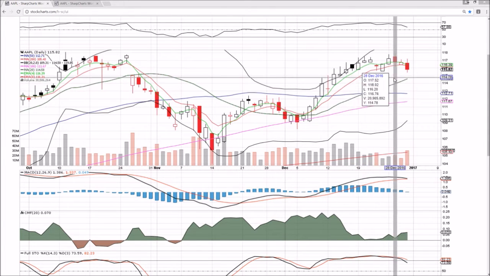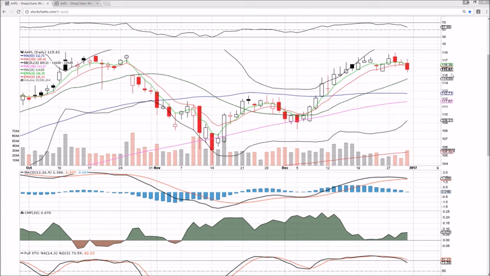SPY, the S&P 500, lost the middle Bollinger Band support on Friday, so we do still have that level, and it is going to be a key level early this coming week, so we need to update that every day, and we're on the verge of a bearish MACD cross.